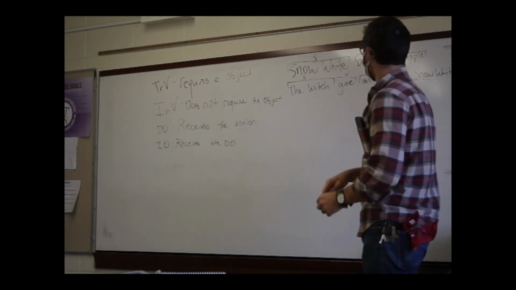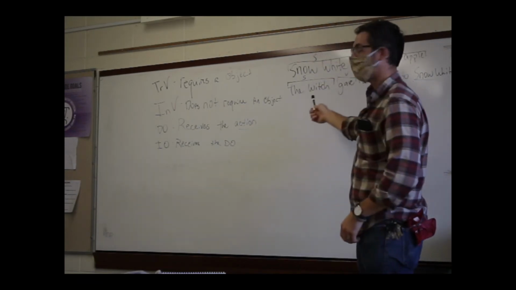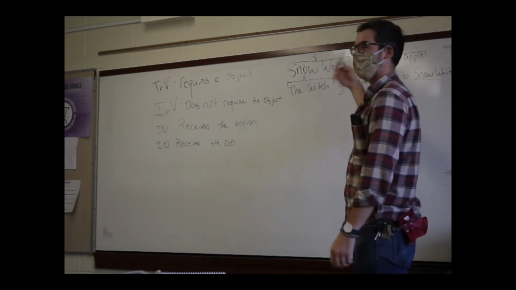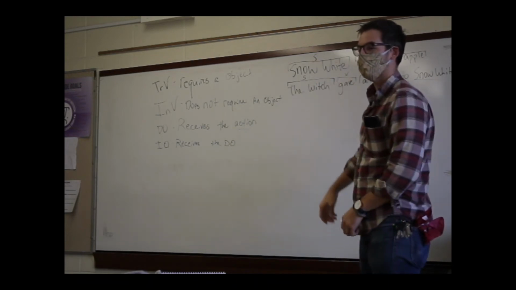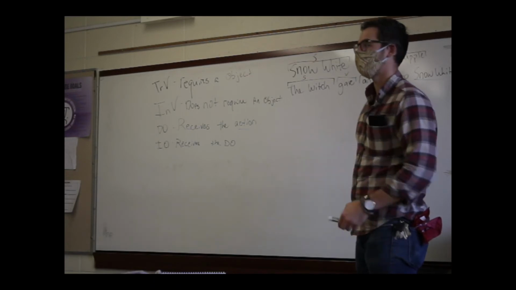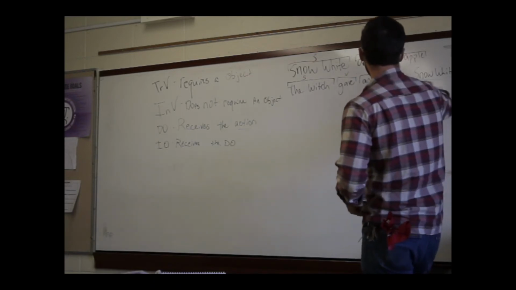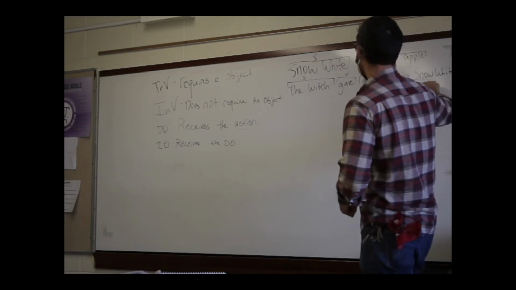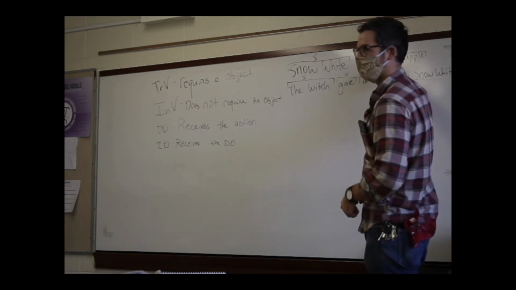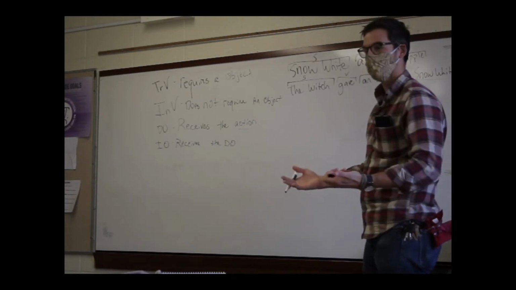Okay, so Snow White is not receiving the action because the witch didn't give Snow White away, like a husband gives away his daughter in marriage, right? The witch gave an apple to Snow White. Snow White receives the direct object. Does that make sense? All right, good.